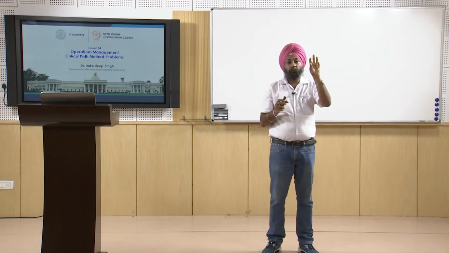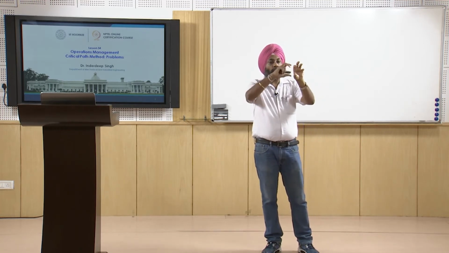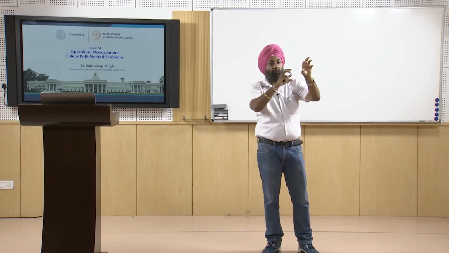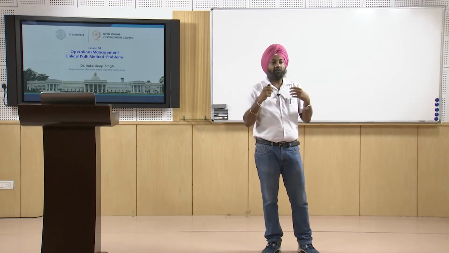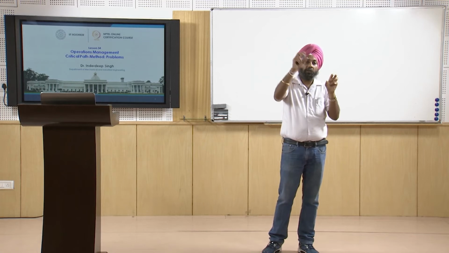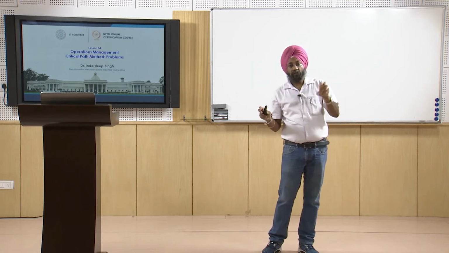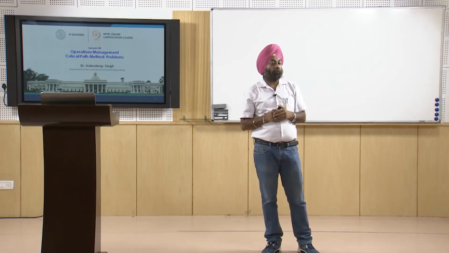like the first node is node 1. So from 1 to 2 is one activity, 1 to 3 is another activity, 1 to 4 is another activity. So we can name an activity as 1-2, 1-3, 1-4. So that is another nomenclature for the activities.